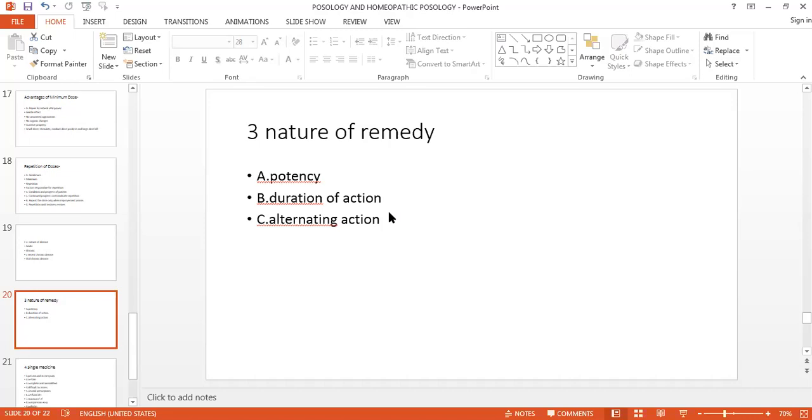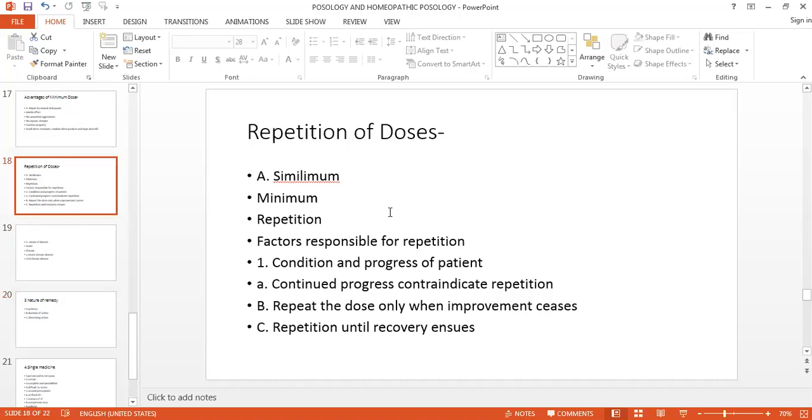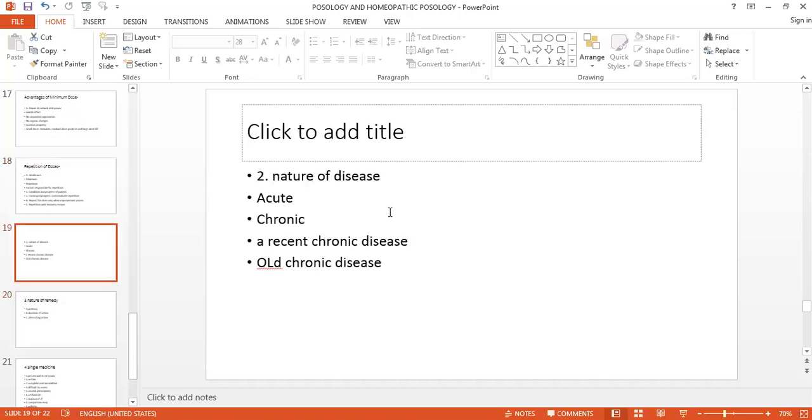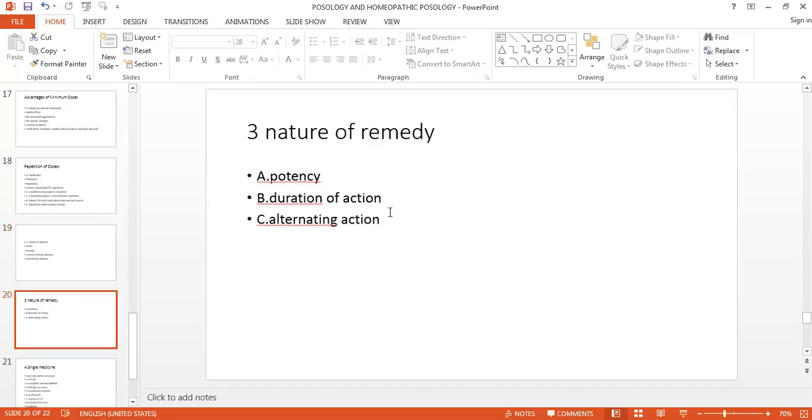So these are the 3 points that we are seeing in the repetition. First one we have seen the condition and the progress of patient. Second, we have seen the nature of the disease, and third, we have seen the nature of the remedy. So in that, Dr. Kent has also added one more thing, that if the patient is in standstill condition, then we have to repeat the medicine.